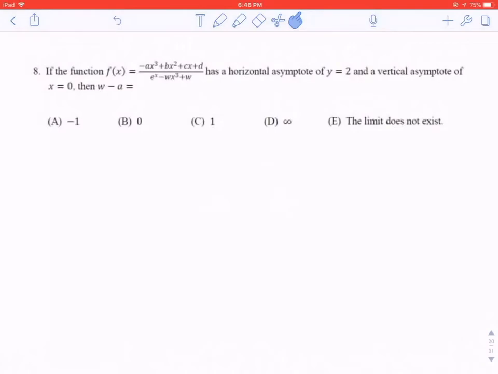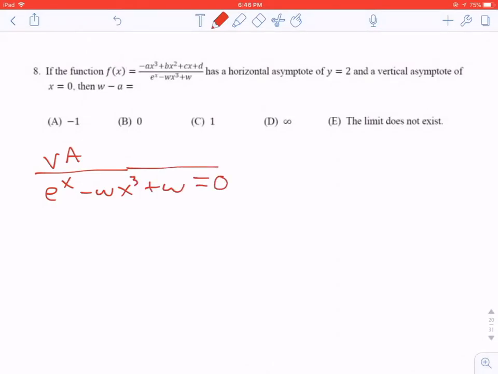If the function f of x equals this hot mess has a horizontal asymptote at y equals 2 and vertical asymptote at x equals a, then what's w minus a? So, here's what we know. In order to have a vertical asymptote, the denominator has to be set equal to 0. What else we know is we are told this vertical asymptote is x equals 0.